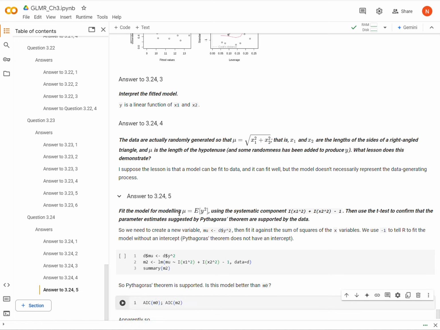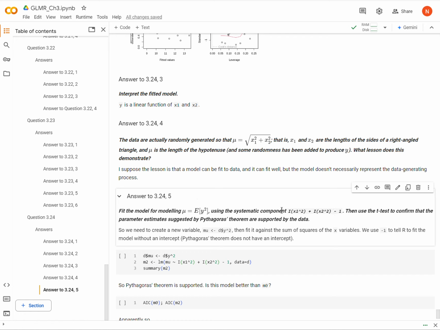As for the last part here, we're going to create a new variable called mu, which is the expected value of y squared. Notice that this mu is different from this mu, because this mu will actually be a squared value. That mu is the square root of a squared value, so those shouldn't be confused. And we're going to regress it on the systematic component, x1 squared plus x2 squared minus 1, and then use a t-test to confirm that the parameter estimates support Pythagoras' theorem.